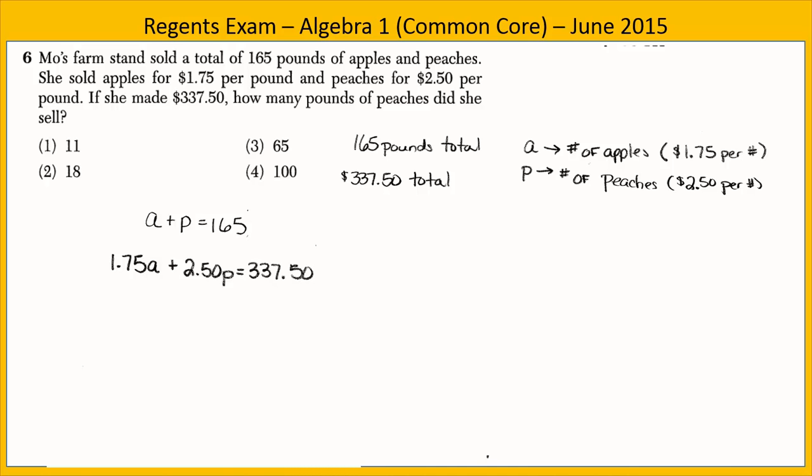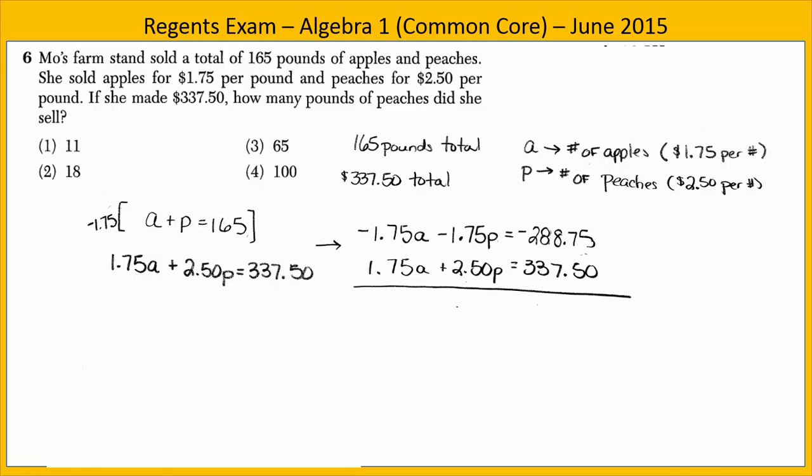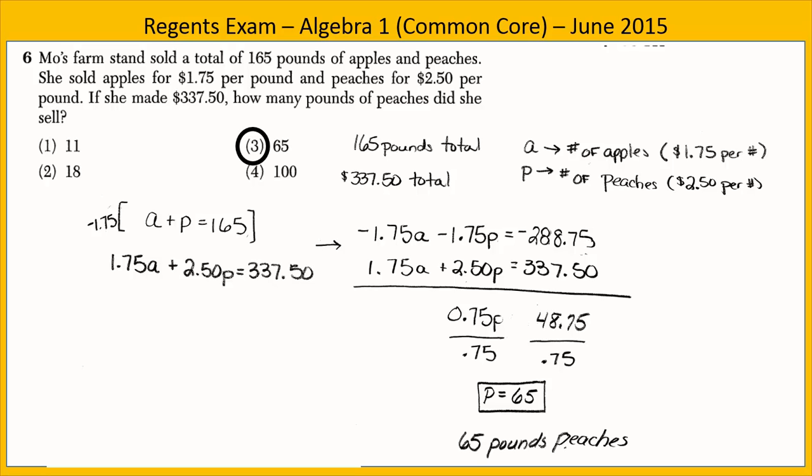Now I have a system of equations, and you can solve this using any of the methods you know for solving a system of equations: elimination, substitution, or graphing. If I'm going to use elimination, I need an opposite variable, and so I'll multiply the first equation by -1.75. Now, when I distribute that, I have opposite variables for A. I can solve the resulting system, add the equations together, and solve for P. P equals 65. The fruit stand sold 65 pounds of peaches. Choice 3.